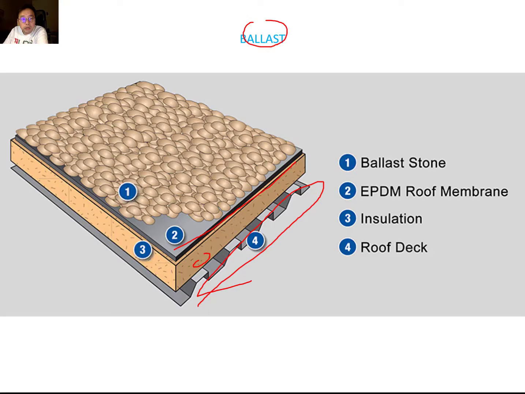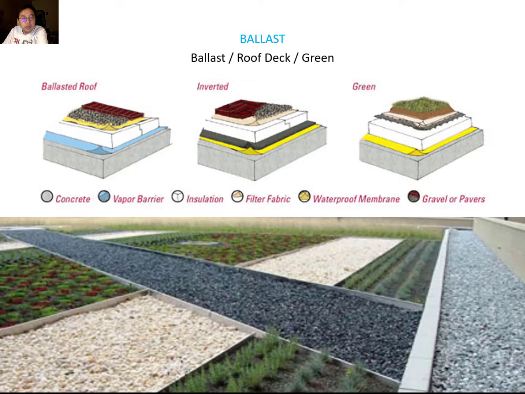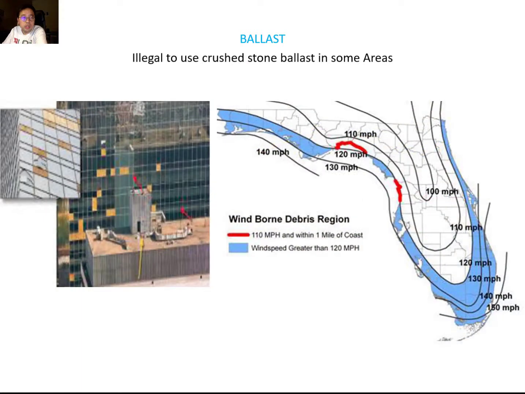So for the non-nailable deck, you can add the crushed stone, which is ballast stone, to hold this non-nailable deck in place. You can also consider different finish materials to hold this non-nailable deck, which is ballast, and also you can consider a roof decking system or green roof. So you can use these types of finish material to hold this non-nailable deck in place. But we can talk about the ballast, where you can use crushed stone. But some regions make it illegal to use crushed stone ballast, in this area, which is Florida here.